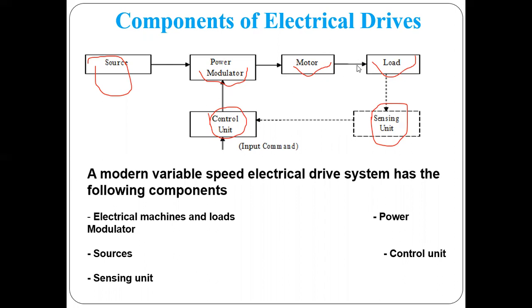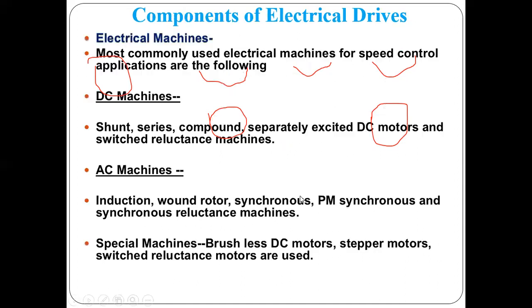And at that point, the load is connected. The load will be a mechanical load, as per the application. And this is the sensing unit. The sensing unit can sense voltage and current, and it can sense mechanical quantities like speed and torque. That means if your speed is not up to the desired mark, then it gives a signal to the control unit. The control unit modulates the power modulator and sends the signal to adjust the speed. This process goes on until we get the desired speed. So this is the basic fundamental concept of the block diagram of the electrical drive.